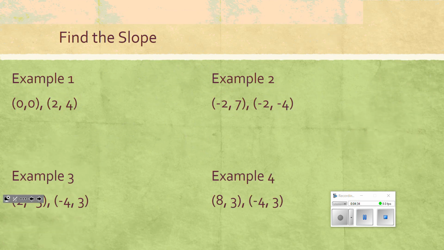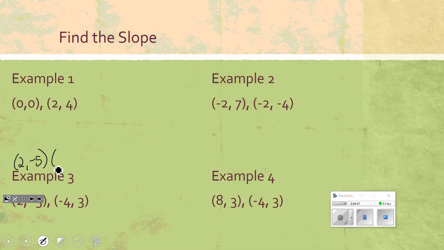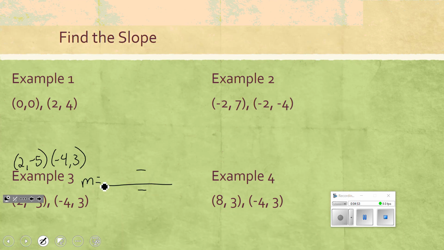Okay, and just so you can see, this does say 2, negative 5, in case you can't see that. 2, negative 5, that's the first point, and then negative 4, 3. All right, so if we plug in, I'm going to start with the 3 this time.